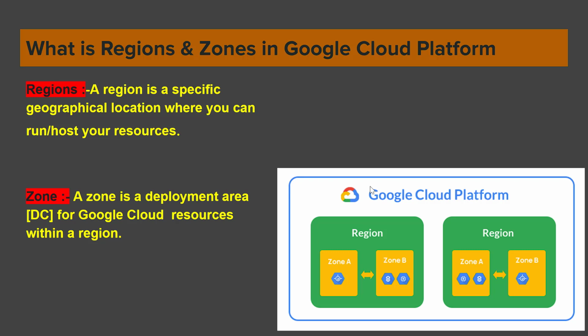So let's suppose this is our whole Google Cloud Platform, and in this we have regions like the London region and US West region. This is a specific geographical area, and within that geographical area we have data centers, like zone A and zone B. These are the data centers available within a region, and that is called a zone. So that's all about regions and zones.